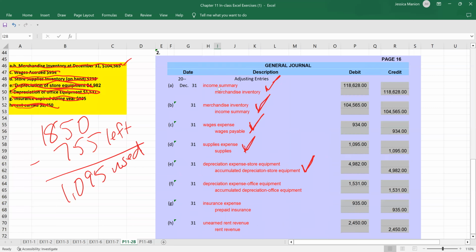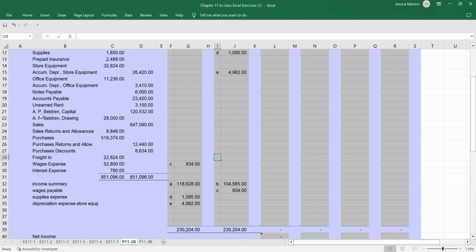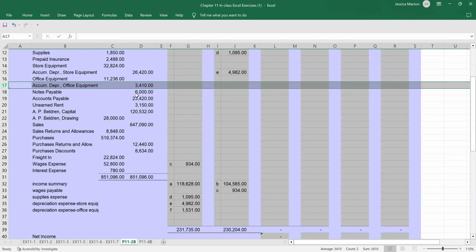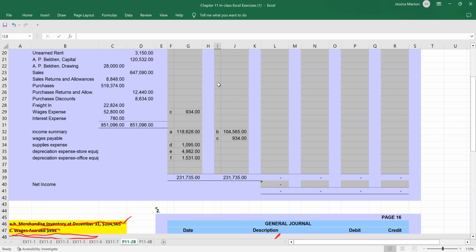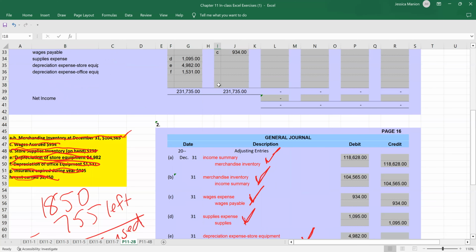Now we need to do the same thing for office equipment. So we need to debit depreciation expense for the office equipment, 1,531. This is not already an expense. We just need to type it in. Depreciation expense, office equipment. This is letter F, 1,531. We do, however, already have that accumulated depreciation account for the office equipment. So letter F, 1,531. Okay, so we've got both of those.